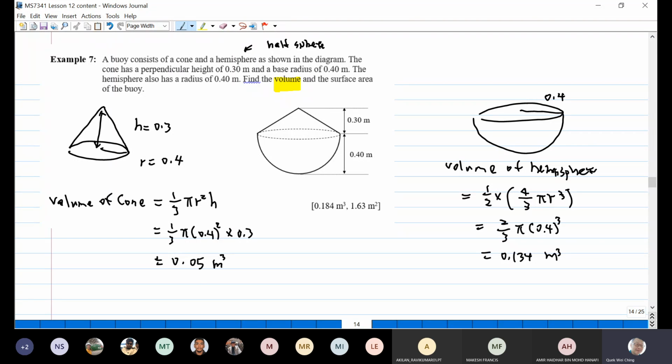So from here, I can find the volume of the buoy. The volume, putting them together, stacking them together, is 0.05 plus 0.134, and then you get 0.184 now. Okay, so this is how we answer the first part of the question.